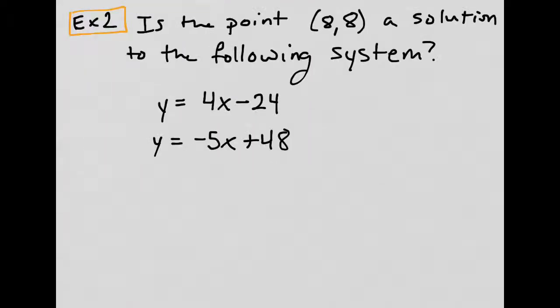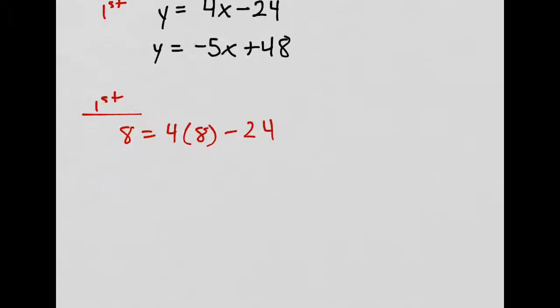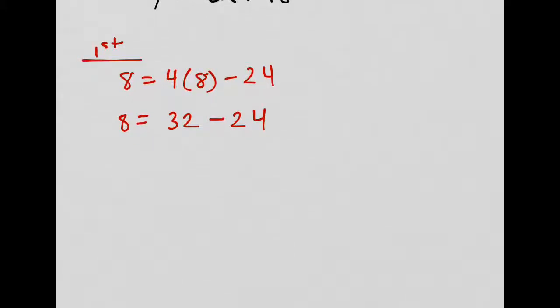Is the point (8, 8) a solution to the following system? So again, we have to check. We have an x that is 8 and a y that is 8. So we have to substitute those in. So for the first equation, I have 8 equals 4 times 8, because that's what x is, minus 24. 4 times 8 is 32, minus 24. 32 minus 24 is 8.